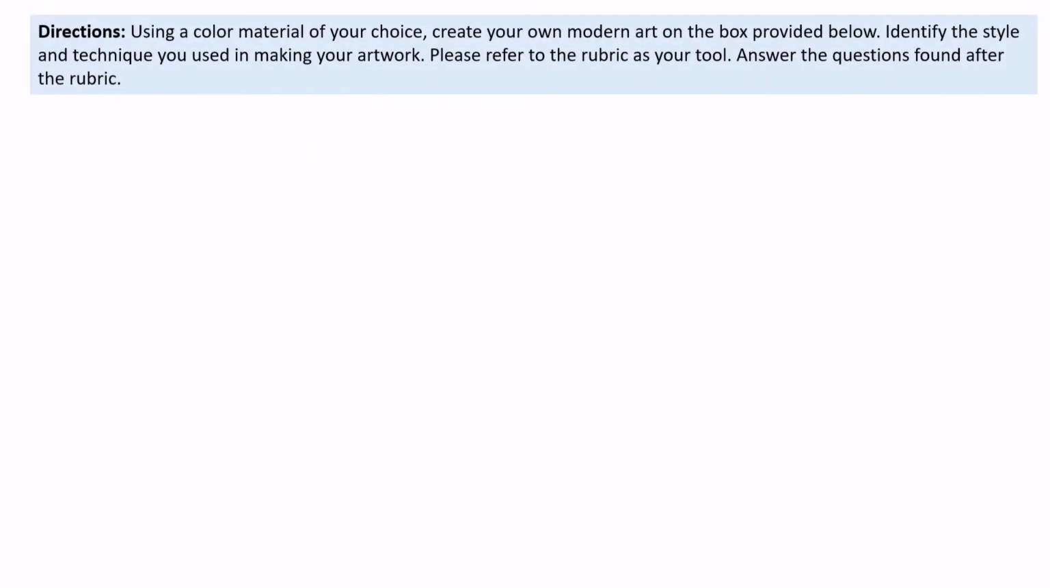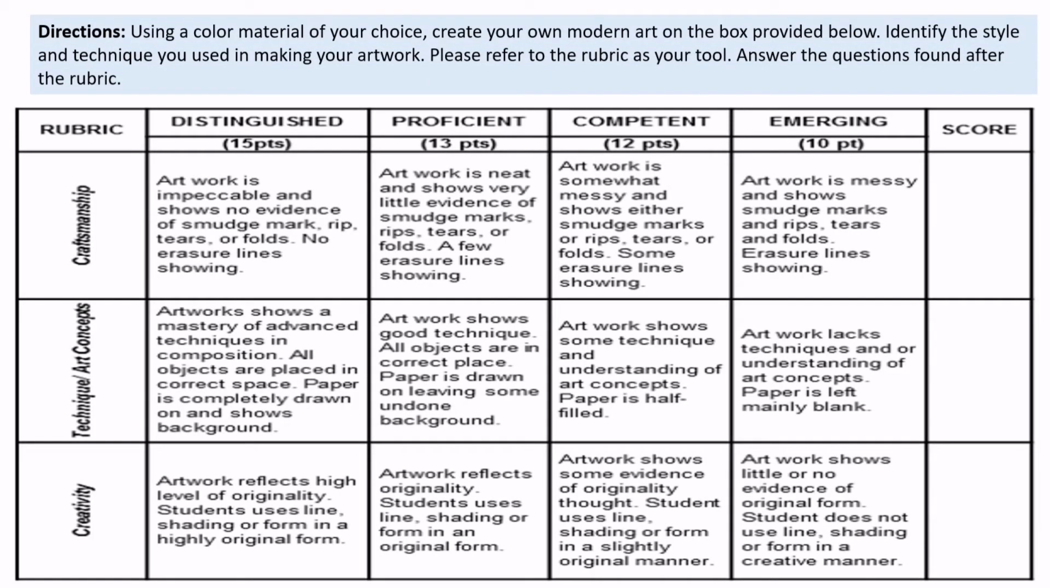And now, let's move to our performance task. Directions: Using a color material of your choice, create your own modern art on the box provided below. Identify the style and technique used in making your artwork. Please refer to the rubric as your tool. Answer the questions found after the rubric.